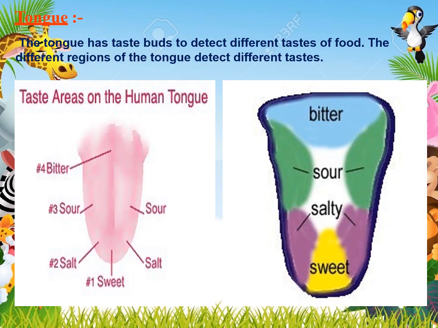Now start with the tongue. A fleshy muscular tongue is attached to the floor of the mouth. The tongue has taste buds which identify sweet, salt, bitter, and sour taste. The other functions of the tongue are: it tastes the food, it mixes saliva with the food during chewing, it pushes the food toward the teeth for chewing, it helps in swallowing the food, and it also helps in speaking. And here is a picture of the tongue and its taste bud areas.